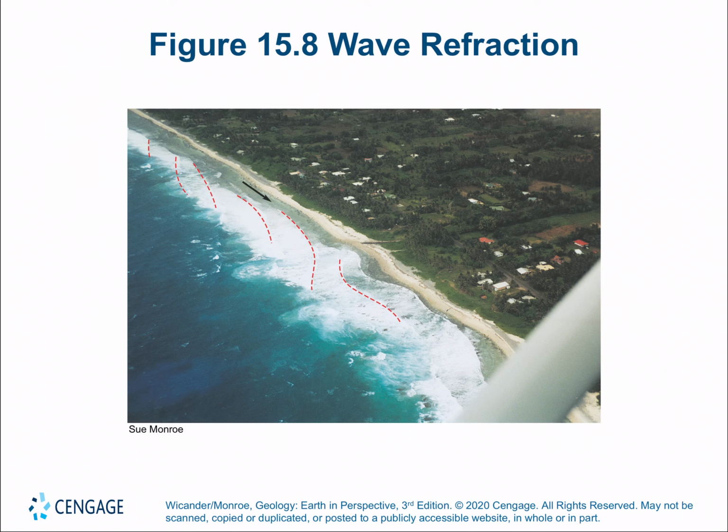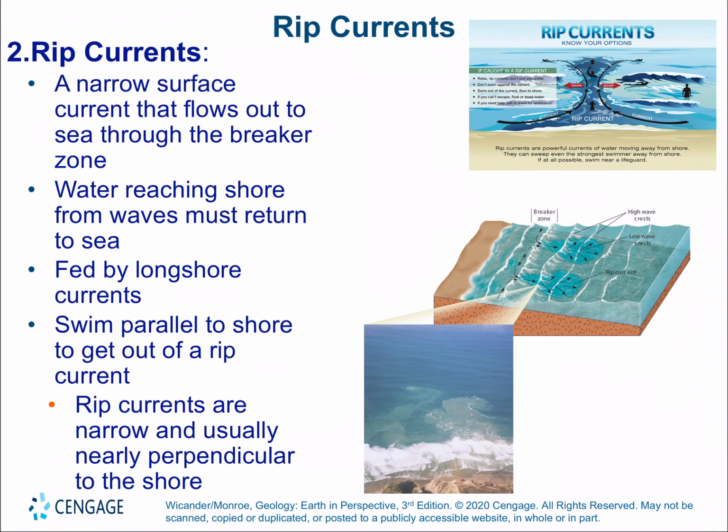This picture shows wave refraction, and you can see how the waves are refracted as they enter the shallow water, and they move nearly parallel to the shoreline. The second type of current we have is our rip current, and the rip current is a narrow surface current that flows out to sea through the breaker zone. So water that reaches the shore from the waves has to return to the sea. They are fed by longshore currents.